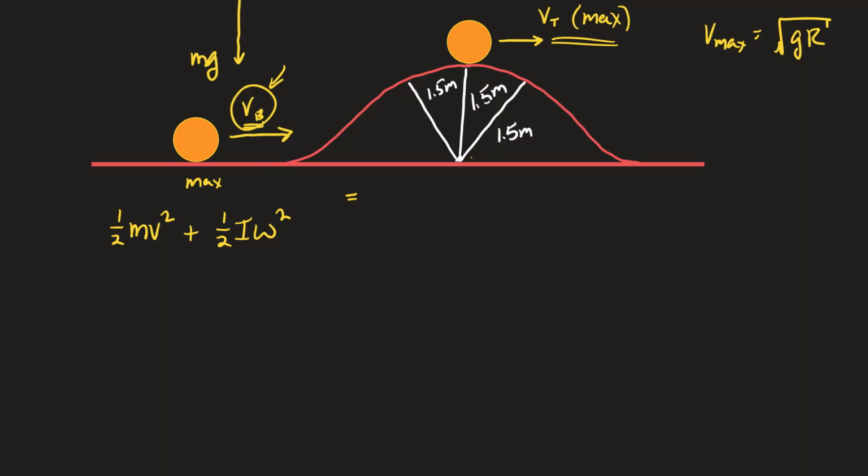Look, the moment somebody tells you something is rolling, it's always going to have both kinds of energy. So if you just want to commit that to memory or put that in your notes, that's a good thing to put down. Rolling will always have translational and rotational kinetic energy. Don't have to think about it that much. Go ahead.